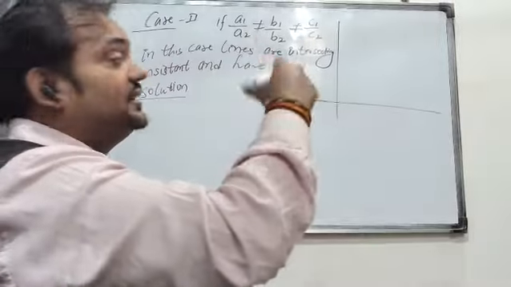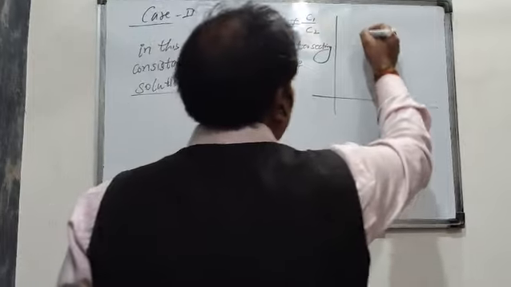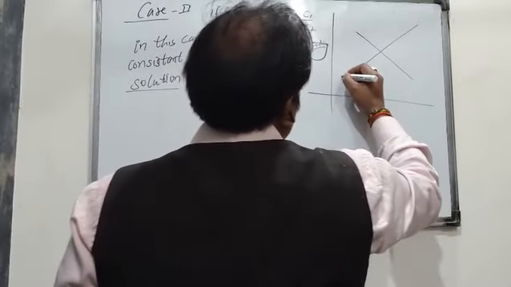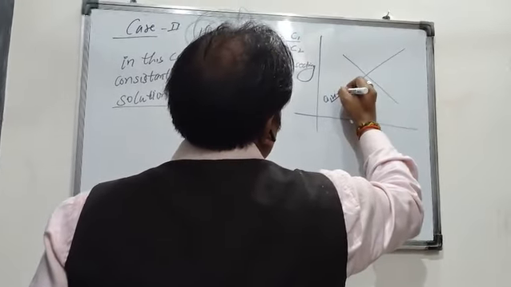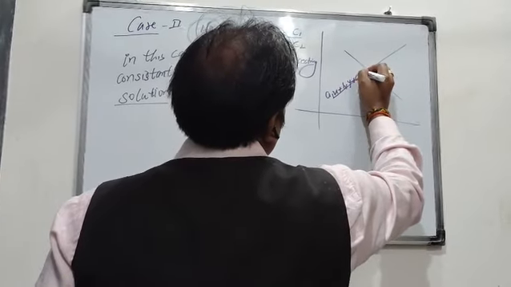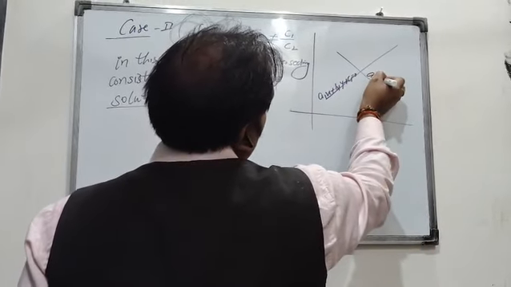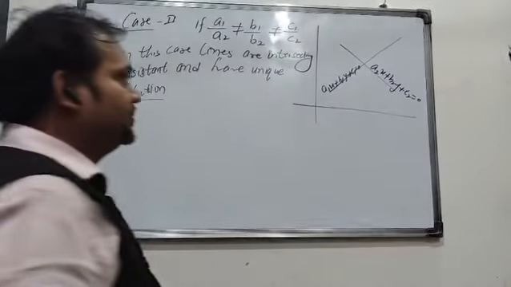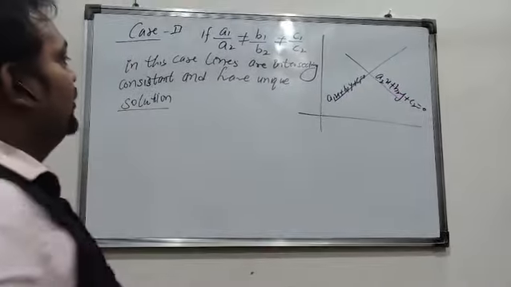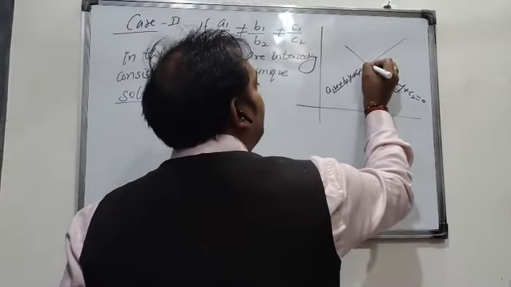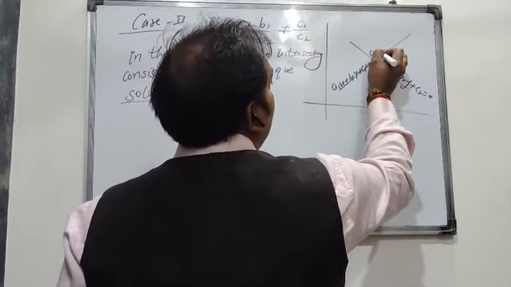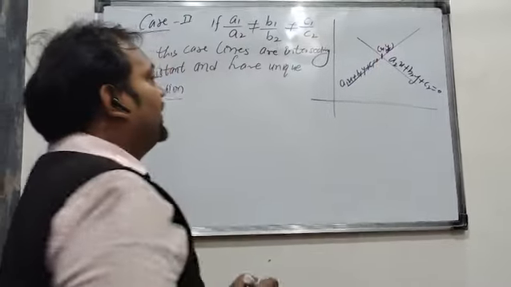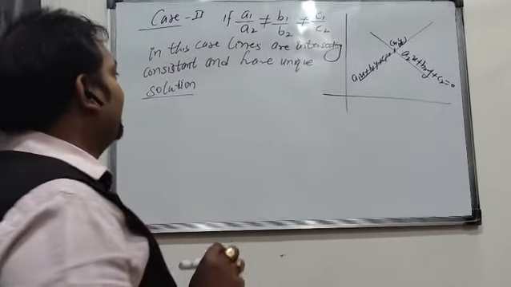If you are going to draw the graph for this, you will get something like this. This one will be for first line a1x plus b1y plus c1 is equal to 0, and this one will be for a2x plus b2y plus c2 is equal to 0. Getting? So here they are intersecting at a single point. So you will get one value of x and one value of y.